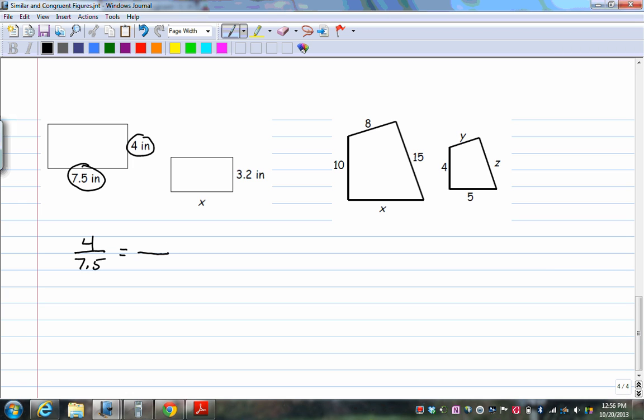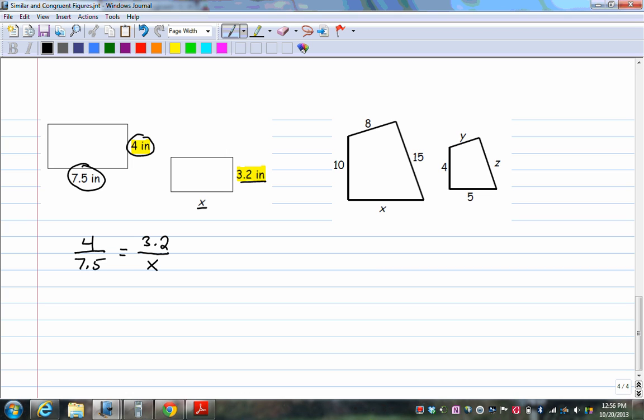The key thing here is this. What I did is I took this one over the other one. So I have to go to its corresponding side and make sure that I set it up the exact same way. Here I put the short side over the long side. Over here, I have to put the short side over the long side. So 3.2 over x. In other words, I took the corresponding sides, and if I put the short side in the numerator on one side of the ratio, I put the short side in the numerator of the other one. They're corresponding to each other.